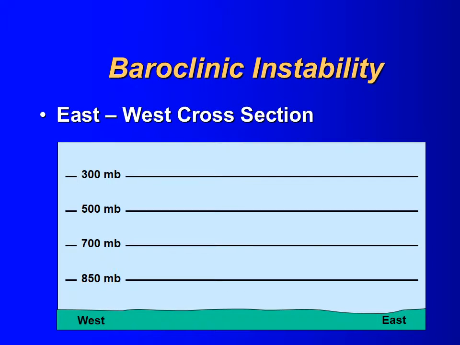If you look east to west, you're not going to see really big slopes in the pressure surfaces because you're looking at pretty much all the same temperature at this point as you go from east to west.